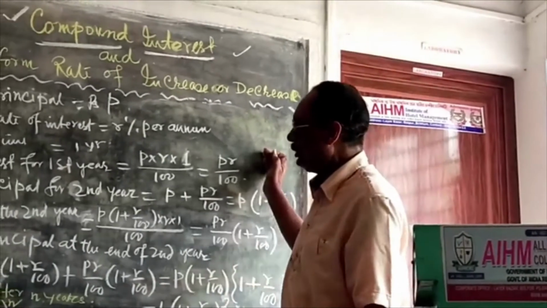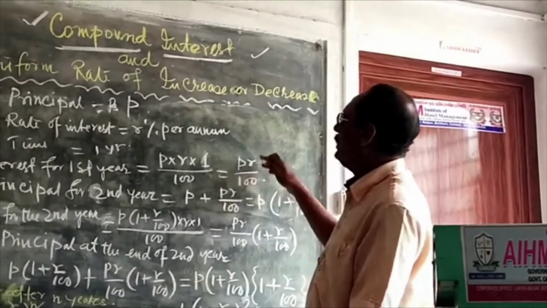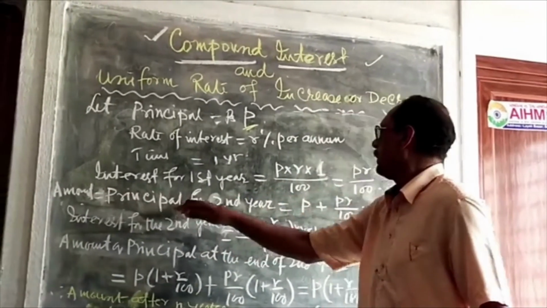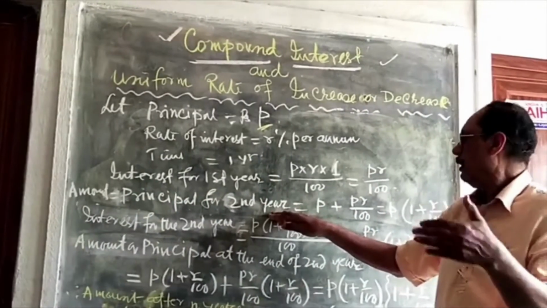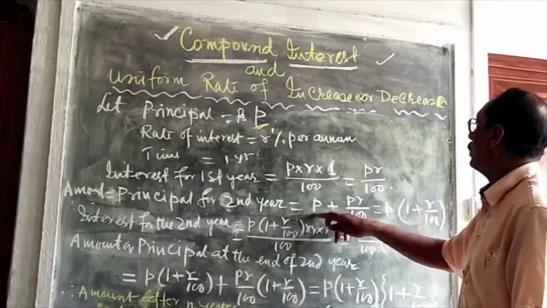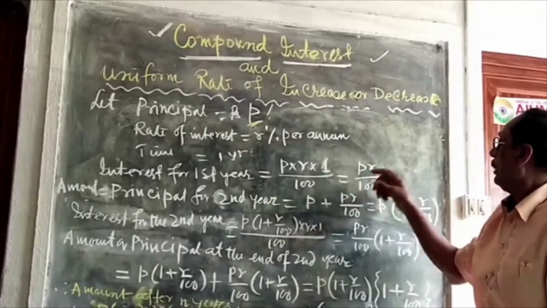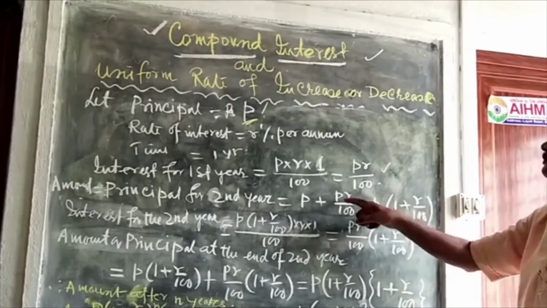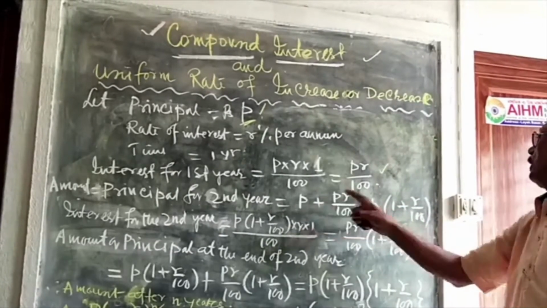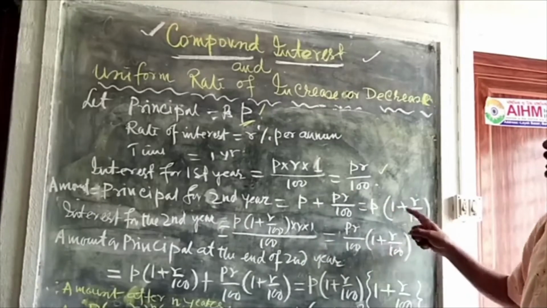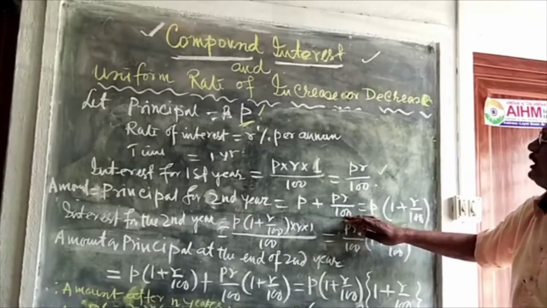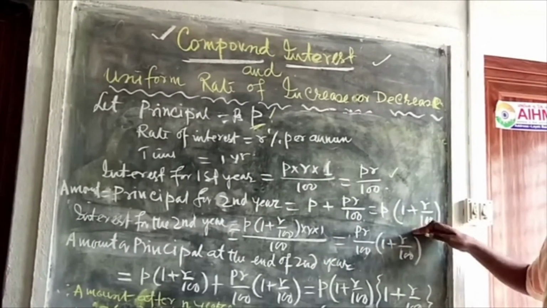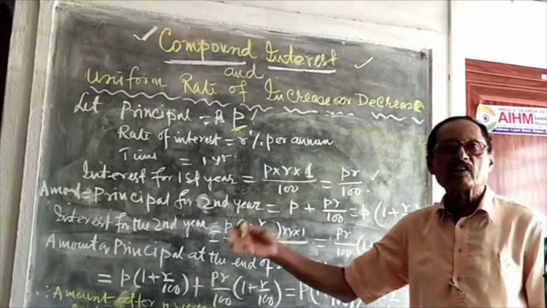After that, when we add this interest to the previous year's principal P, the amount, or the principal for the second year, which will be invested for the second year, is equal to the previous year's principal P plus the interest incurred for 1 year. Taking P as common, 1 plus R by 100 is left. So at the end of 1 year, the principal is P into 1 plus R by 100. That is taken as the amount in the second year.